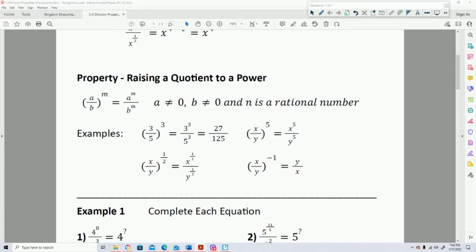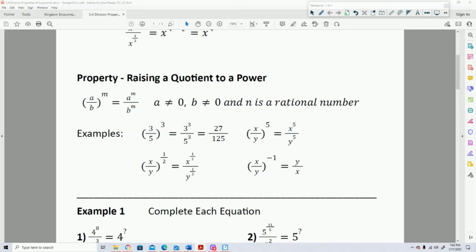So if we have 3/5 to the third, that is 3 to the third over 5 to the third, and that is 27 over 125. If I have x over y to the fifth, that is the same as x to the fifth over y to the fifth. These are not the same bases, so you cannot subtract these. This is simplest form here. X over y to the 1/2 is simply x to the 1/2 over y to the 1/2. And remember, a 2 in the denominator here means it's a square root. Not that we have to really know that for this, but just a reminder.